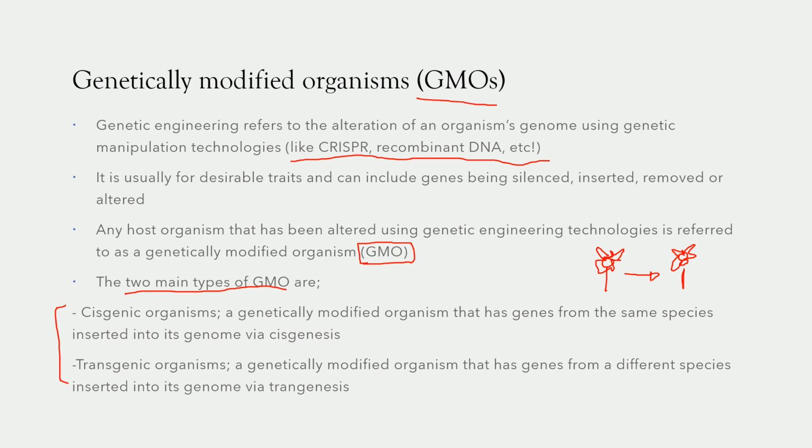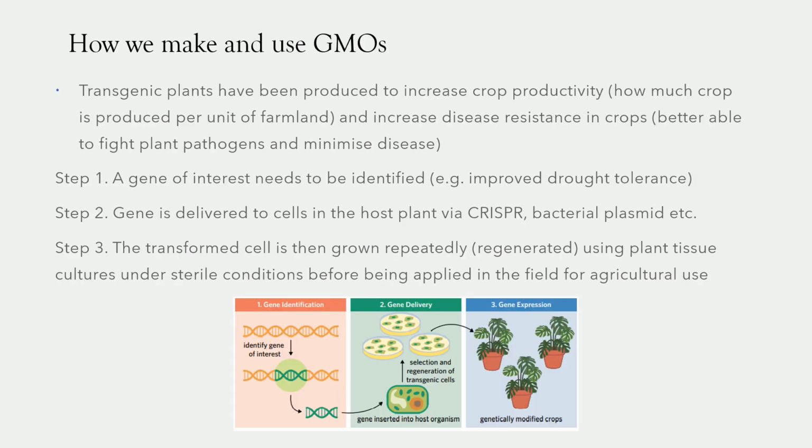Then we have transgenic organisms. So this is when we genetically modify an organism that has genes from a different species. So a different species gene is inserted via transgenesis. So this is if we have that same desirable trait in that sunflower, but then we've put it into a corn plant, for instance. Okay, so that would be a transgenic organism. So both of those are types of GMOs. It's just a little bit different of where we're getting the genes from for them.